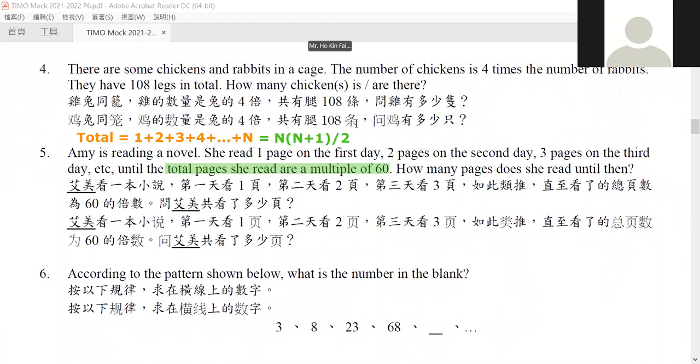So now once you compute that, we know that this must be equal to a multiple of 60. In other words, we want a number n such that n times n plus 1 is a multiple of 120. So what's the smallest number such that it happens? The smallest number it happens is when n is equal to 15.